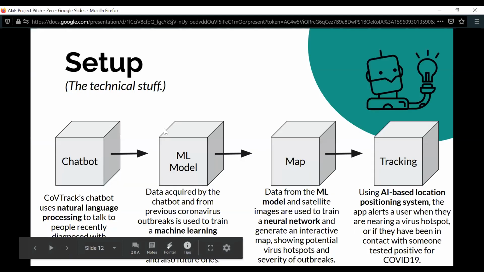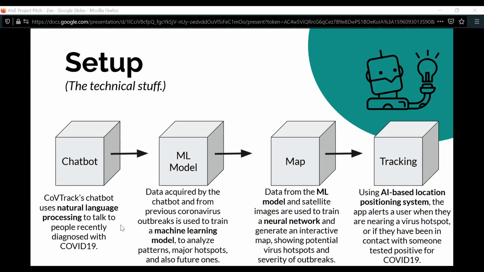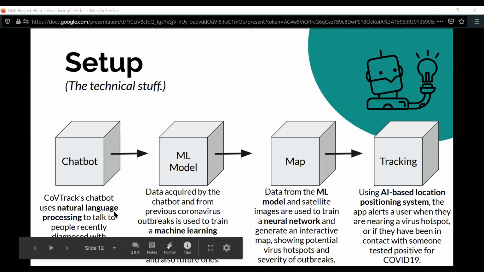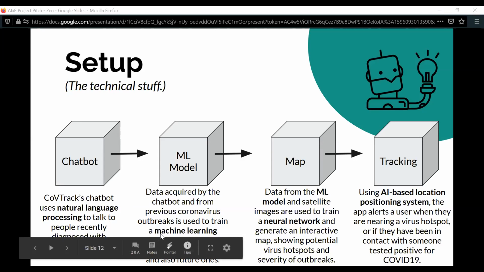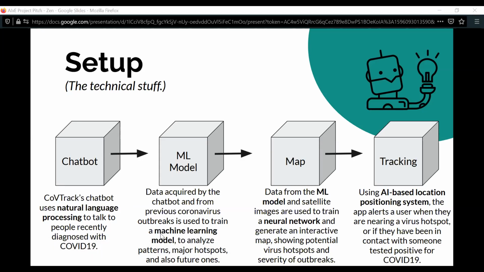Okay, now let's move on to the technical stuff. As I said, the chatbot is going to use natural language processing. So that's AI involved there. And basically this whole system uses the best that AI has to offer. So the chatbot uses natural language processing. It talks to people who have been recently diagnosed with the virus. And then that data is used in an ML model, which is going to be trained to tabulate that data and analyze the patterns. And as I said, we're also going to be inputting data of previous coronavirus outbreaks. So the ML model is trained to analyze patterns and also predict hotspots as well as the major hotspots currently.